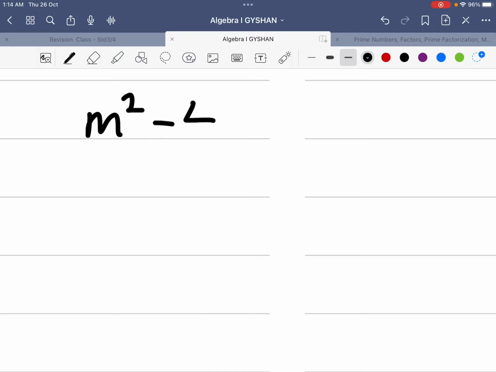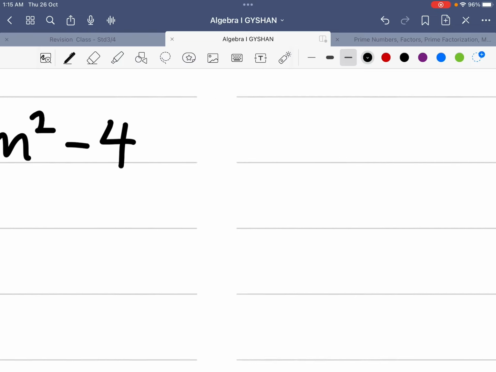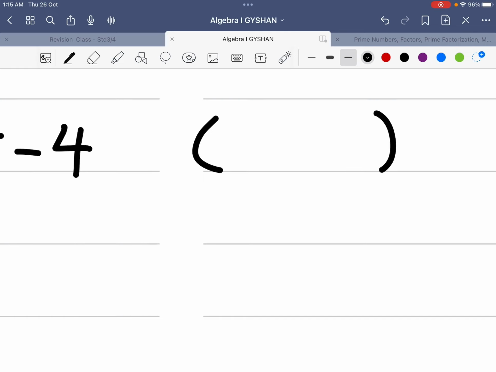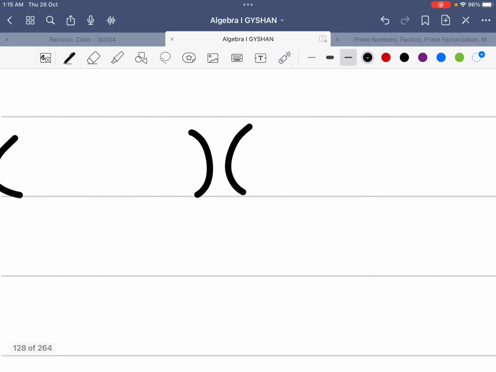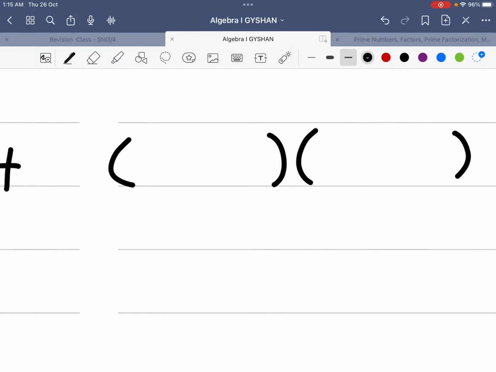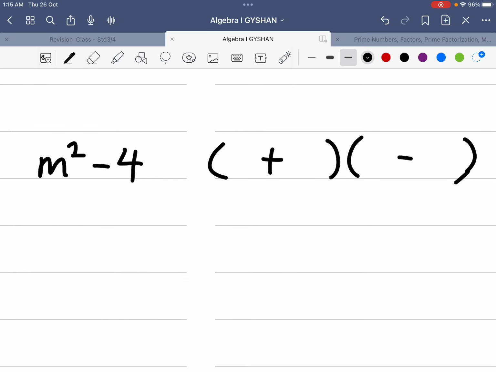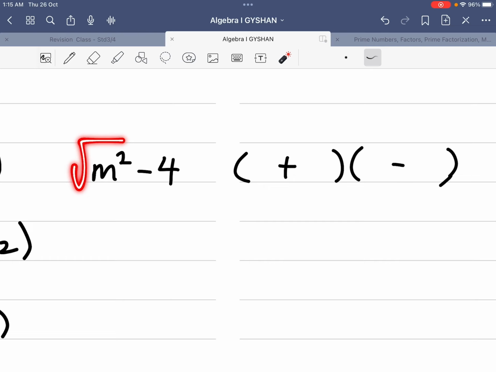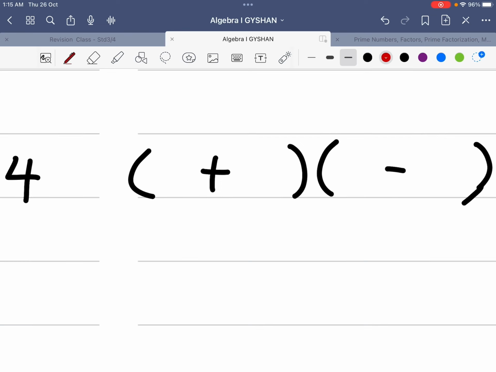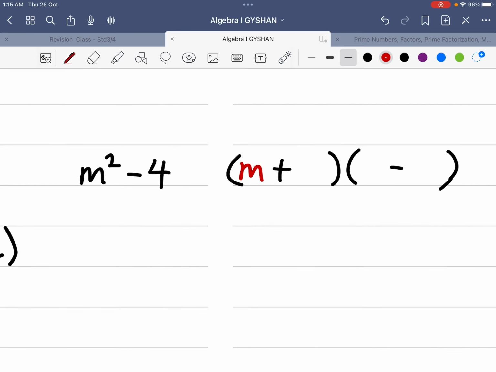M squared minus 4. Now, really what we're going to have here is two brackets. One bracket will have an addition sign, and the second one will have a subtraction sign. So the first term will be the square root of the first term, and the second term will be the square root of the second term. What's the square root of m squared? That will be m. And what is the square root of 4? That will be 2.